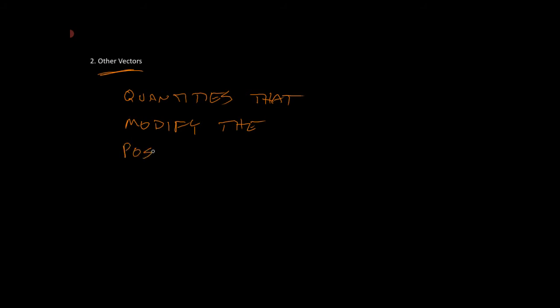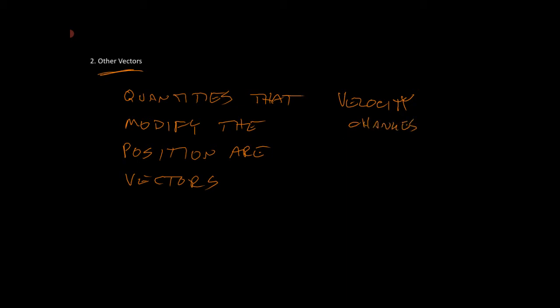Now, what I'd like to do is talk about those other things. Other things can be vectors as well, and we'll just use the rule of thumb that quantities that modify the position are vectors. For example, the velocity changes position. So that's a vector.